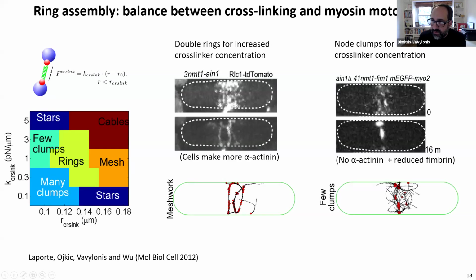On the other hand, if the alpha-actinin is deleted, removed from the cell, and then this other cross-linking protein called fimbrin is expressed at a lower level, then these nodes coalesce into clumps. So they fail to make a nice ring at the beginning, though later on they have ways to repair that process.